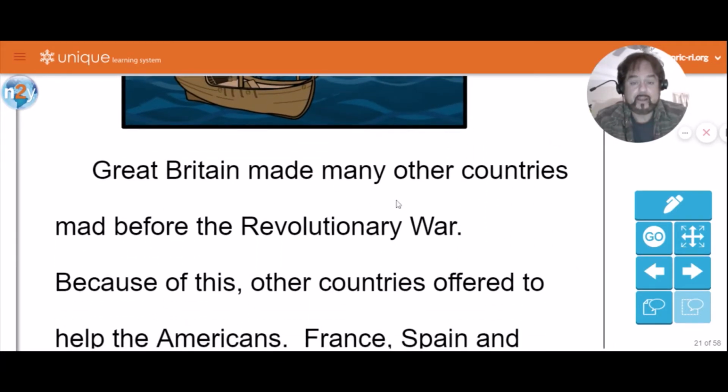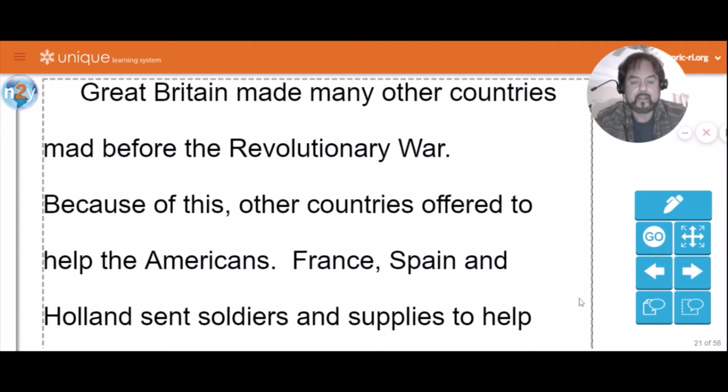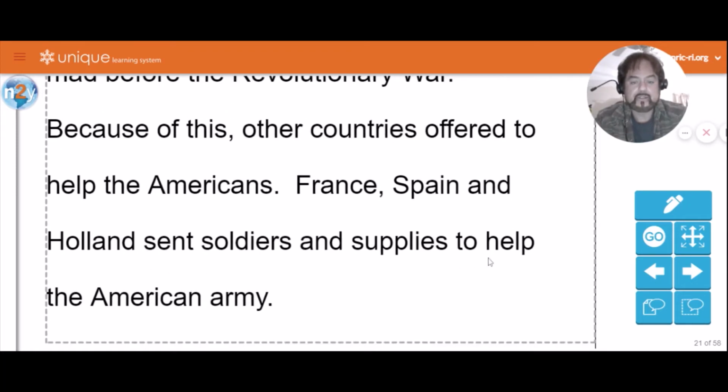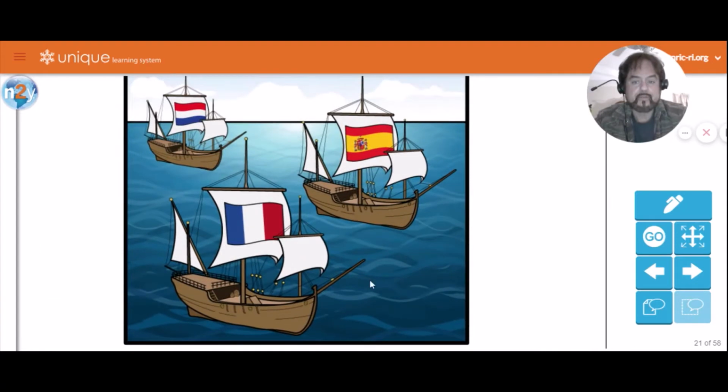Great Britain made many other countries mad before the Revolutionary War. Because of this, other countries offered to help the Americans. France, Spain, and Holland sent soldiers and supplies to help the American army. So France, Spain, and Holland sent their ships and brought supplies to the Americans. So I guess they got their warm blankets and clothes and food after all.